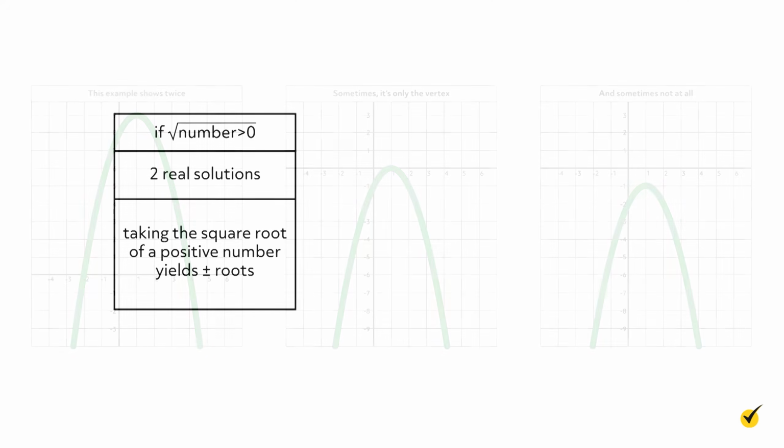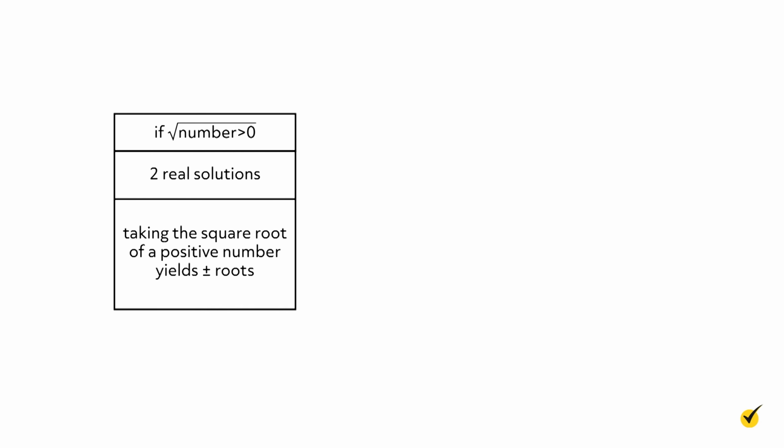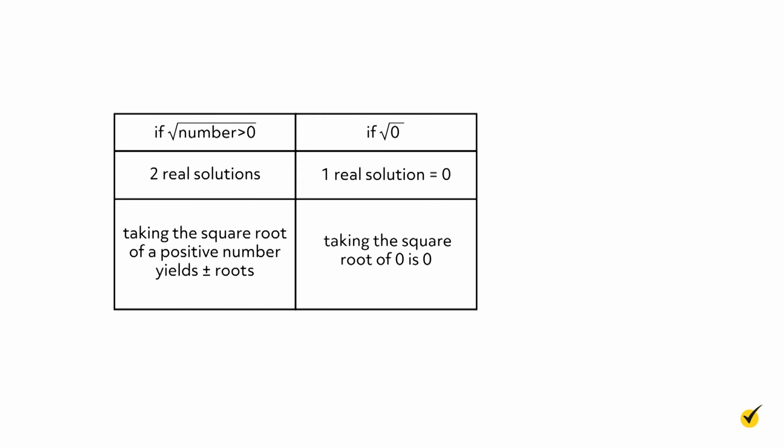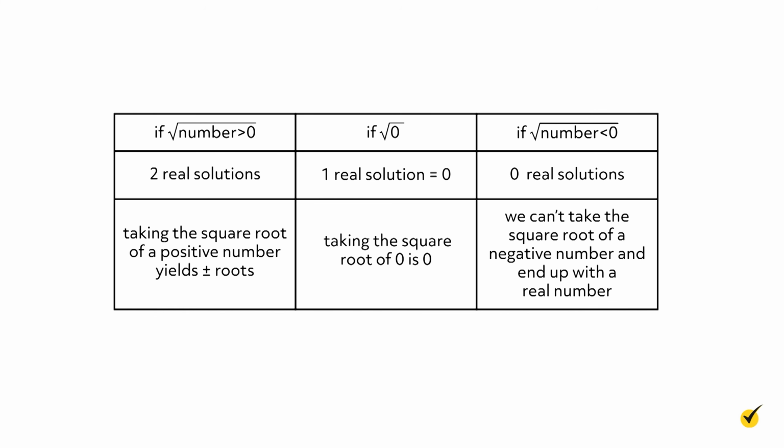Now let's consider square roots in general. If the square root of a number is greater than 0, there are 2 real solutions. Taking the square root of a positive number yields positive and negative roots. If the square root is 0, there is 1 real solution, 0. Taking the square root of 0 is 0. If the square root of a number is less than 0, there are 0 real solutions. We can't take the square root of a negative number and end up with a real number.